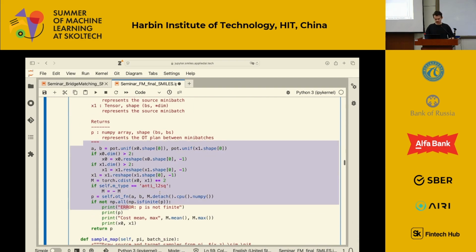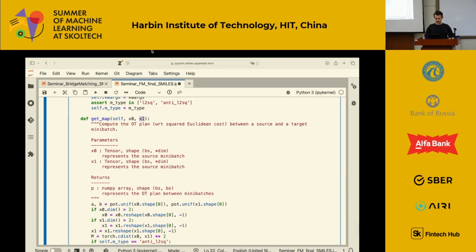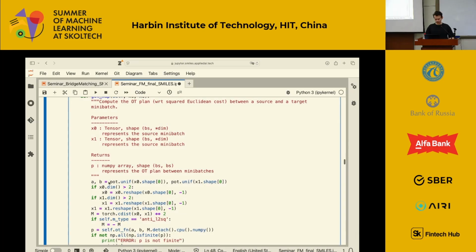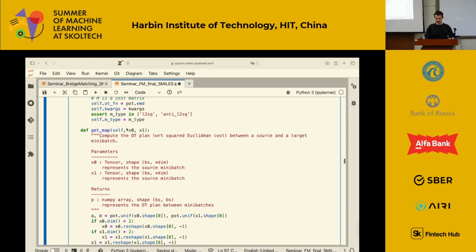And yeah, so we do some technical stuff here, and basically we take some samples x0 and x1. We construct matrices of distances between the x0s and x1s, and pass them into this OTFN, which solves the linear optimization problem and gets the optimal pairing for each x0 to the x1 from your samples distribution that you pass here as a function argument.